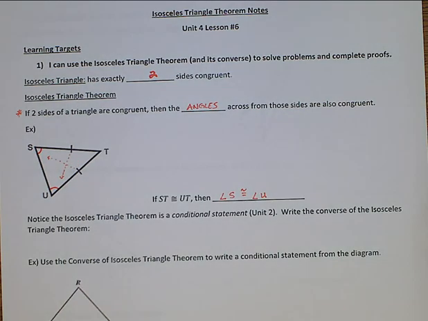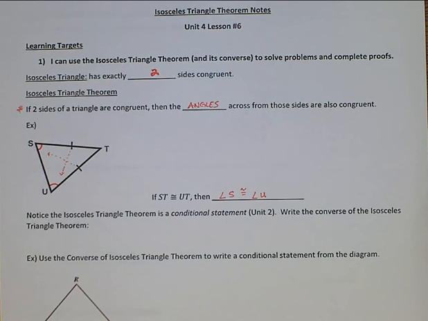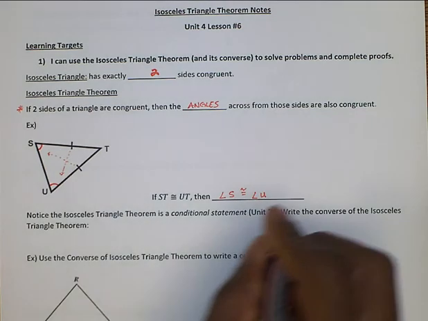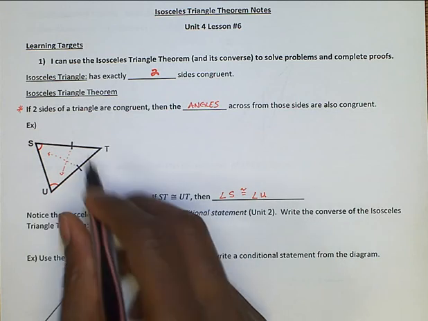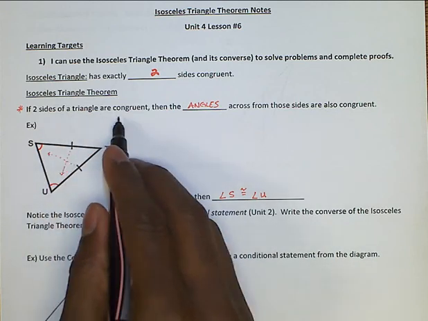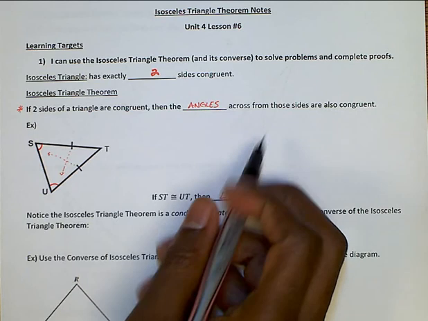Now what I do want you to notice is that the isosceles triangle theorem is a conditional statement. Remember, conditional is an if-then statement we talked about in the second unit. So let's write the converse of the isosceles triangle theorem. You can pause it and try it on your own, or you can do it with me. The converse, remember, is when we switch the hypothesis and the conclusion. So this says if two sides of a triangle are congruent, then the angles across from the sides are also congruent.